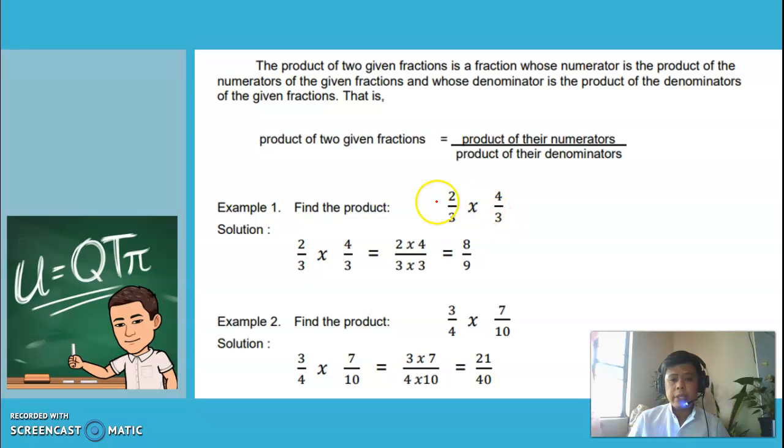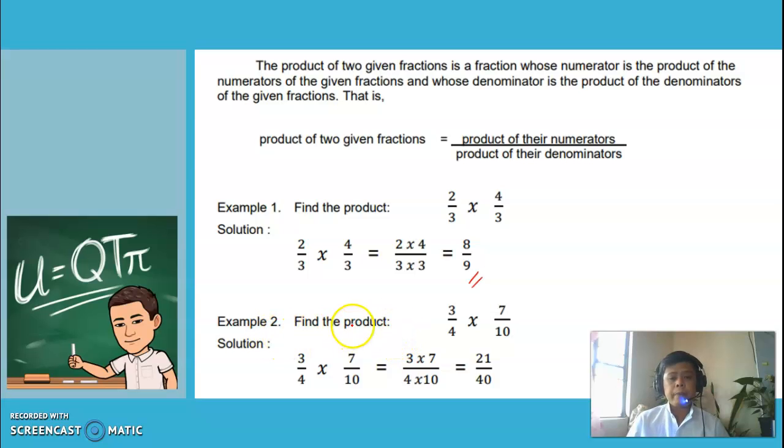Let's have an example here. You have 2/3 times 4/3. Okay? So, ang gagawin natin, yung numerator, ita-times sa numerator. So, 2 times 4 will give us 8. And then, yung denominator, ita-times sa denominator. So, you have 3 times 3 will give us 9. And then, isi-simplify natin, pero kung hindi na siya ma-reduce po sa lowest term, ito na yung ating final answer. 8/9.